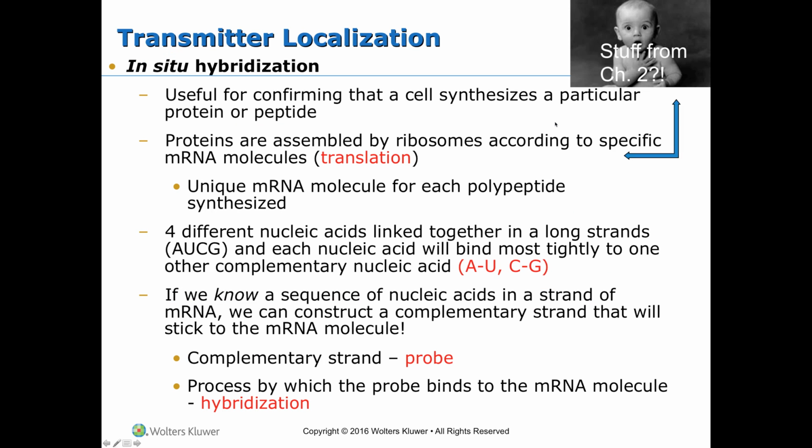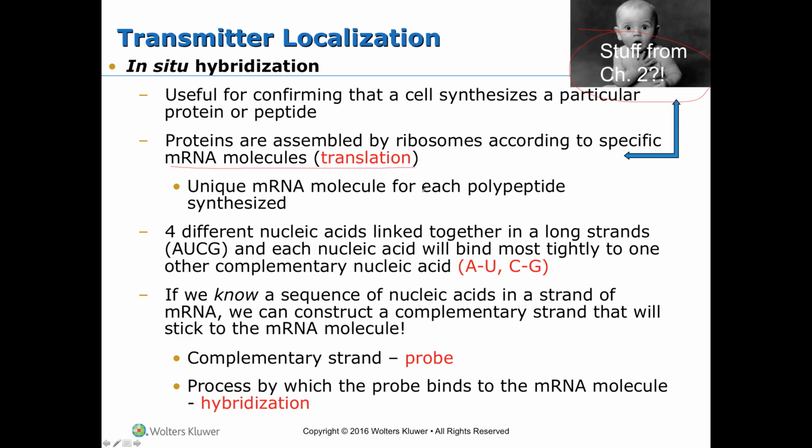So another way to localize transmitters is through the process of in situ hybridization. And this is useful for confirming that a cell actually synthesizes a particular protein or a particular peptide. So if you recall from chapter 2, yes, we're going back to chapter 2, proteins are assembled by ribosomes according to specific mRNA molecules, and this is the process of translation. Remember, transcription is where we took the DNA and created an mRNA transcript. Translation is where we take that mRNA transcript and we synthesize a protein.